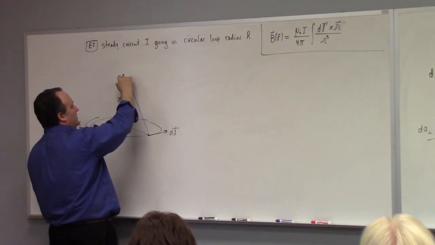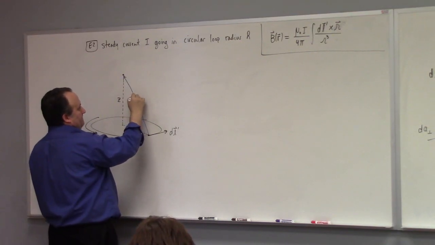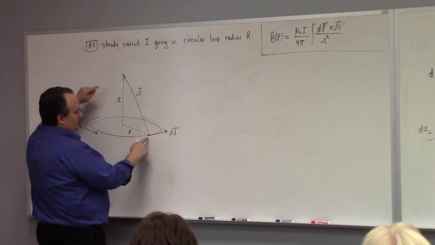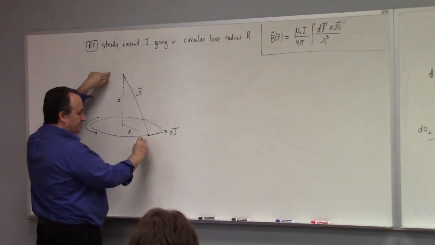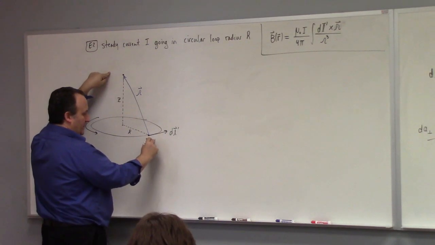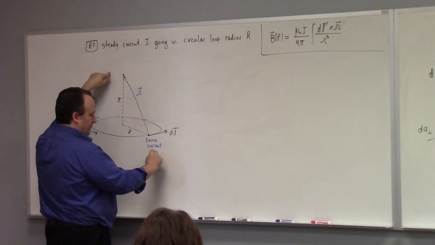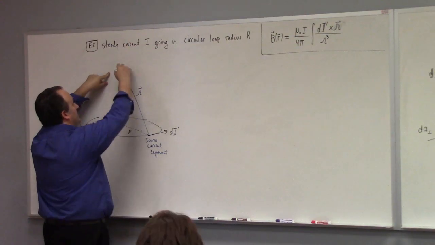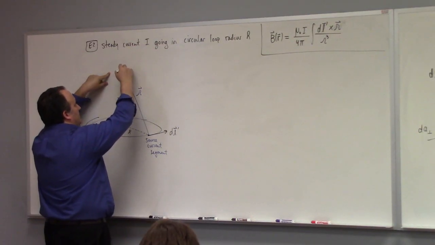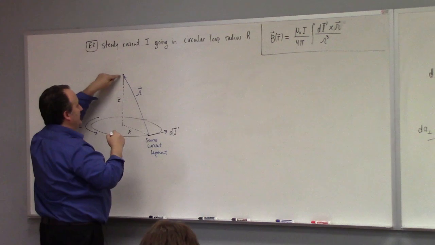So this is script r, right? It points from the source point, the source current segment, up here. We're trying to find the magnetic field here. This is the field point.